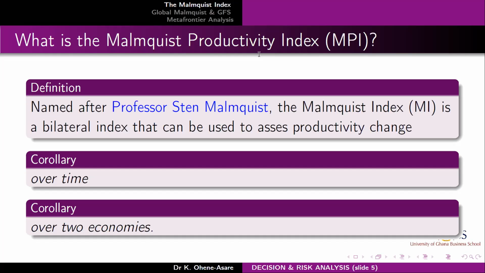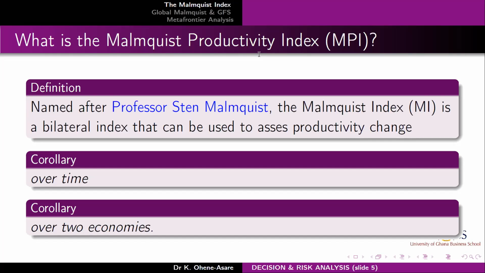So that you can look at the change, but also you can look at the change between two economies. You can look at the change in a group of banks over time, or you can look at a change in a group of foreign banks as compared to domestic banks. So in this case, you are not looking at their performance over time, but they are looking at the performance of two different companies over time. So you're not looking at the performance of one particular industry over time, but you're looking at the performance of two different industries compared to each other over time.